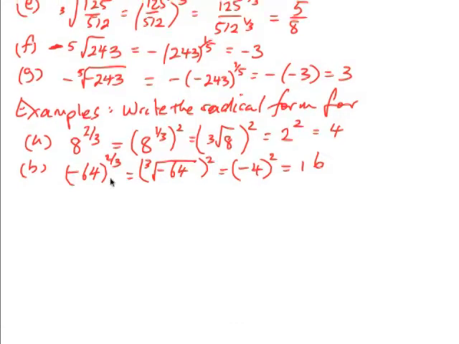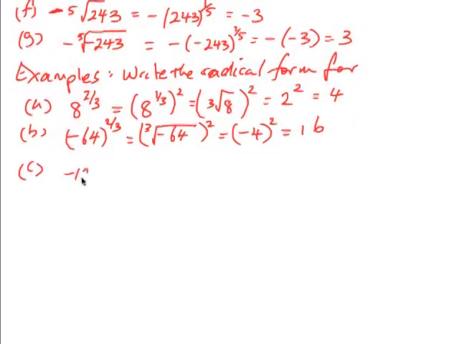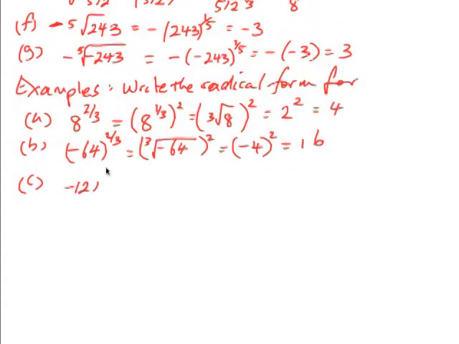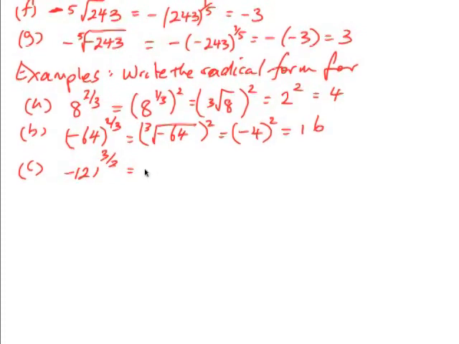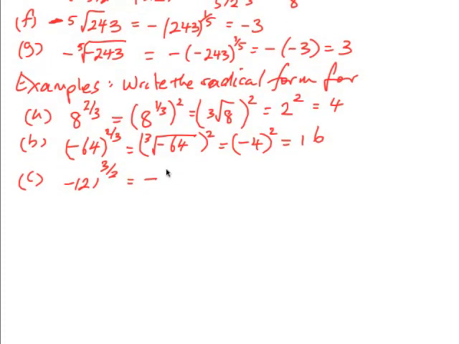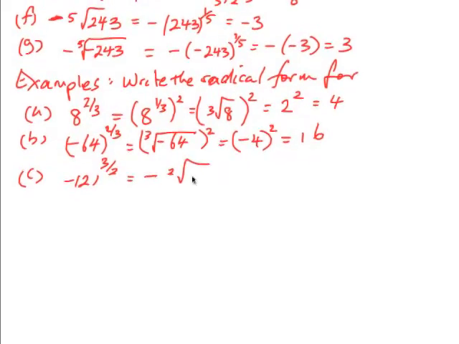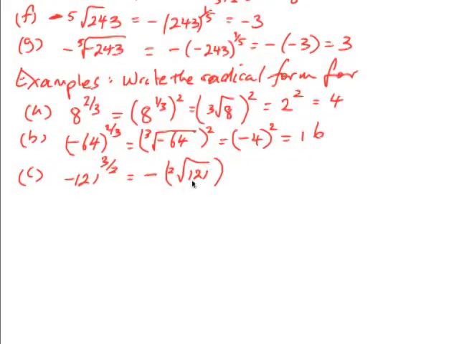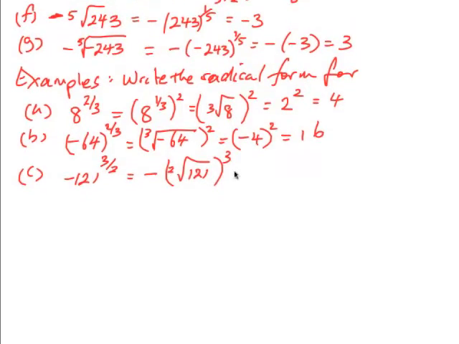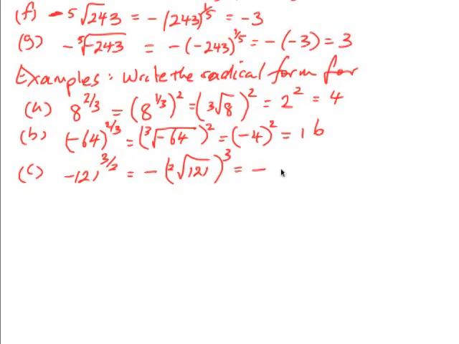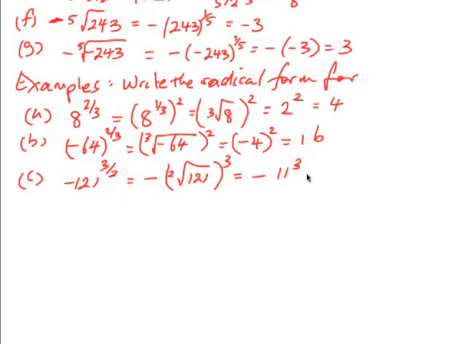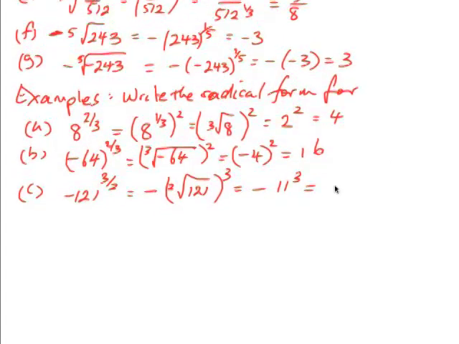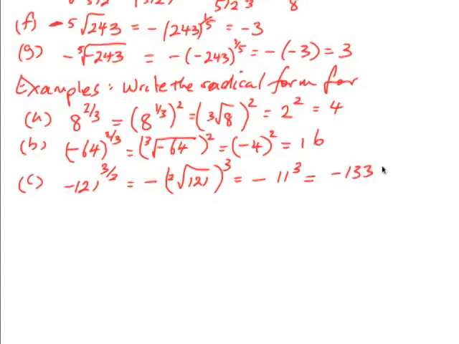What if we want negative 121 to the 3/2? Now notice that the 3/2 is only applied to the 121, so this will be the negative of the square root of 121 cubed. Now we don't really need the 2 there, because if there's no number there we assume it's the square root, so this will be the negative of the square root of 121, which is 11, cubed, which will be negative 1331.